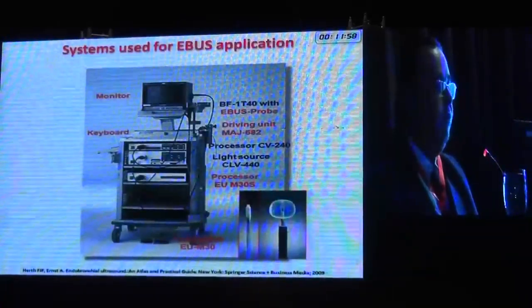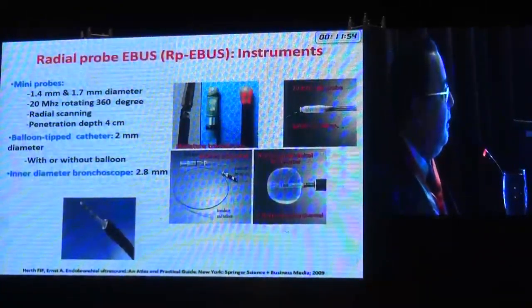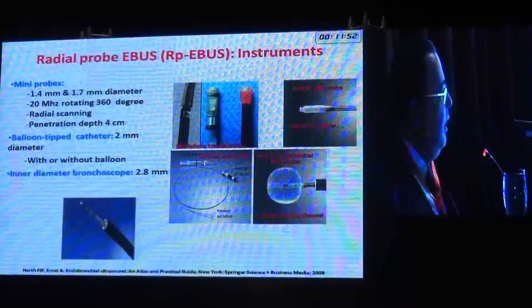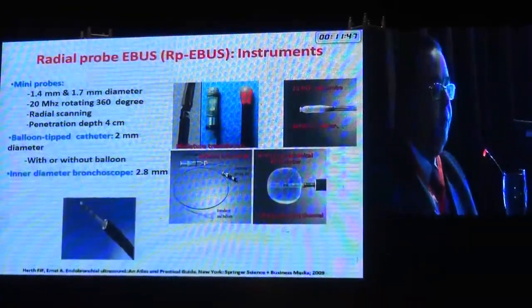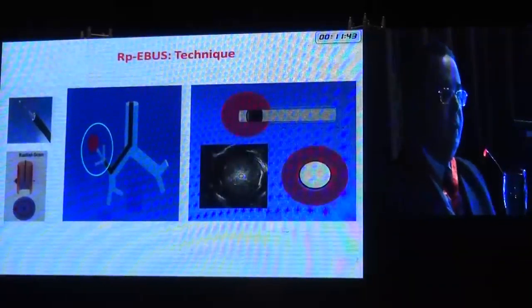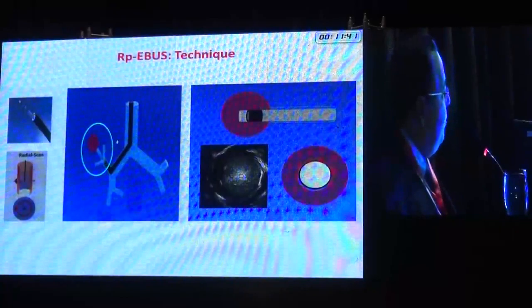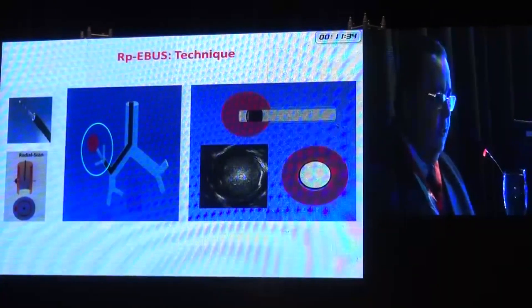This is the system used for EBUS application. And these are the miniature probes, this one with the balloon, and this is when we inflate the balloon. We do not need to inflate the balloon in peripheral lesions. We do not use it most of the time. This is the technique. We introduce the bronchoscope, then we introduce the endobronchial ultrasound probe to the site of the lesion, then we operate the EBUS machine and see the peripheral lesions.